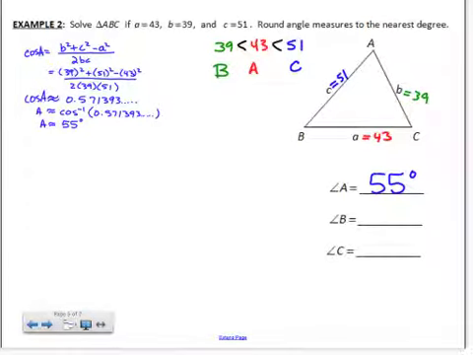Okay, so we need to be sure that we pay attention to this. So what should happen is A should be our middle angle, so we should have a bigger angle for C and a smaller angle for B. We should just pay attention to things like that.